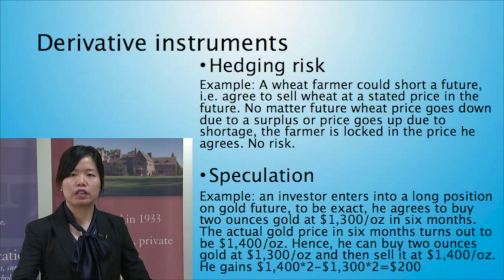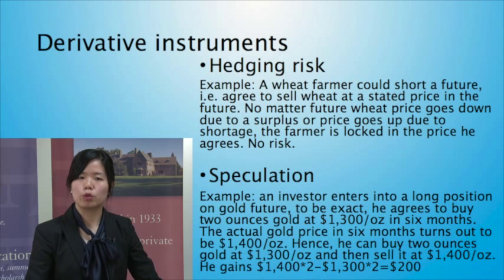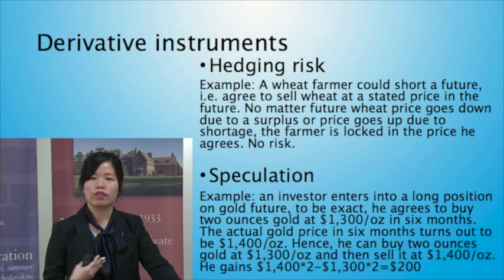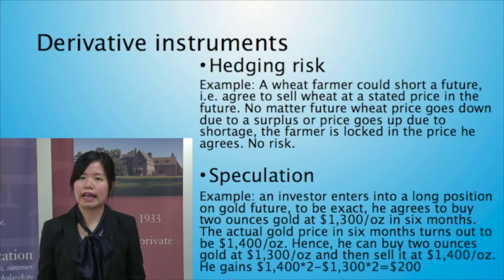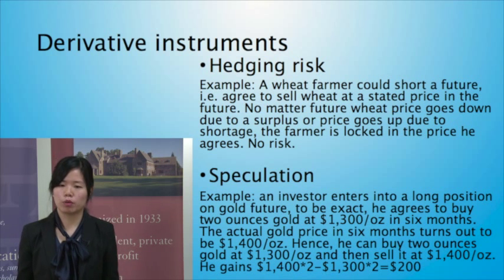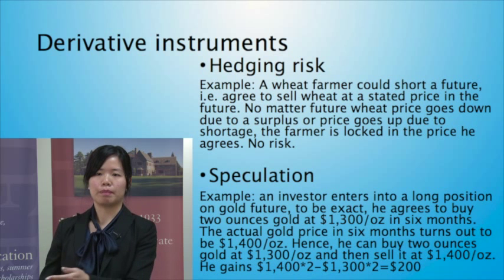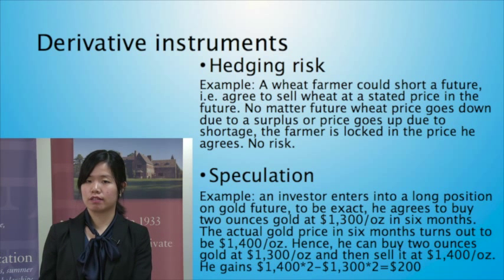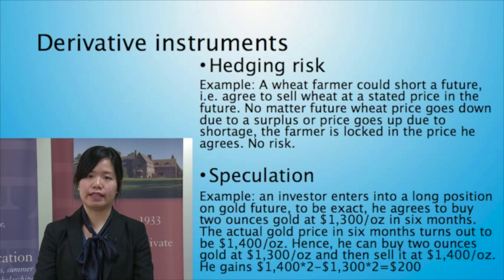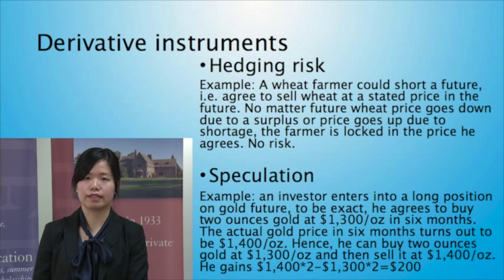So you agree to buy it, I agree to sell. I have no gold to sell. I have no gold in my hand to sell. So what do I do? But the future is an obligation. I have to sell the gold at the price we agreed. So we agreed, you buy and I sell the 2 ounces of gold at $1,300, even though the actual price is $1,400 now. So what do we do? I buy the gold from the market at $1,400 and sell it to you. And you buy it at a lower price than the market price.